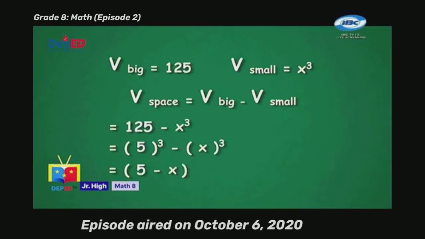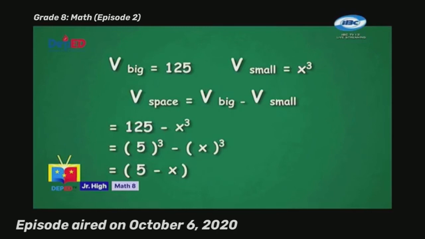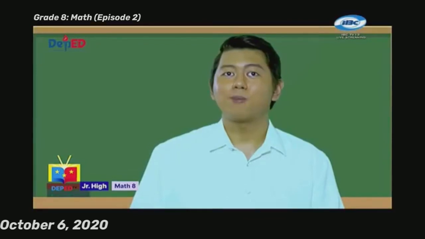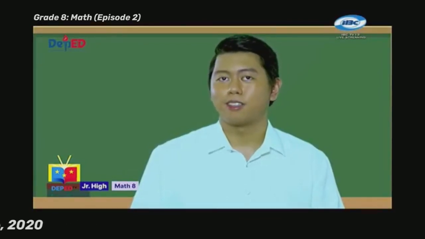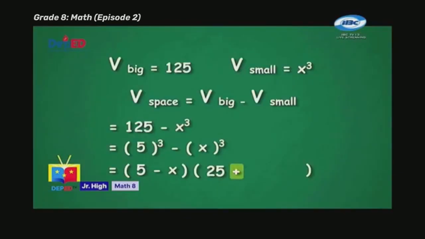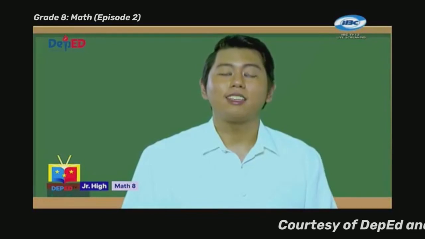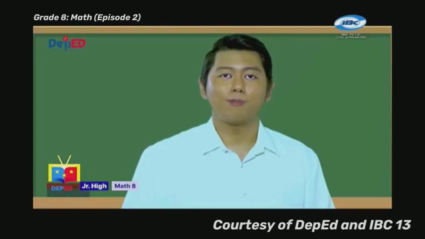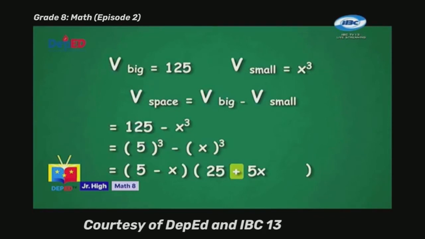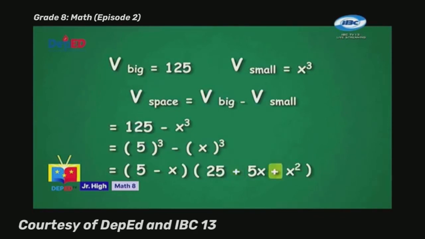Then, the first term of the trinomial factor is the square of 5, which is 25. The next operation is opposite the binomial. What is opposite of minus? It is plus. Then the middle term is the product of 5 and x. 5 times x is just 5x. The last sign is always positive, or a plus sign. So finally, the last term is the square of x, and it is x squared.